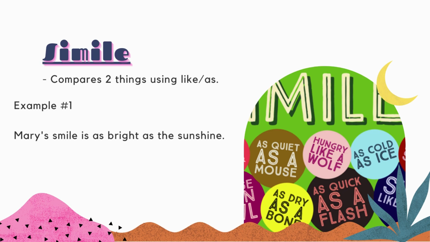Examples: Mary's smile is as bright as the sunshine. Why is this an example of simile? Because it compares two different things, Mary's smile and sunshine, and it uses as. As you can see, instead of just saying Mary's smile is bright, it makes it more appealing by comparing it to another thing or object.